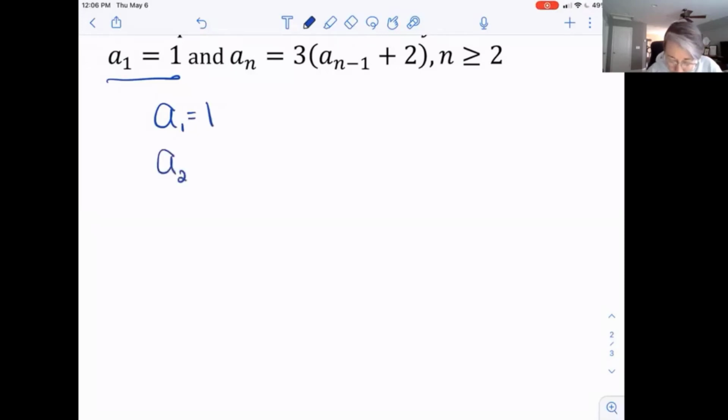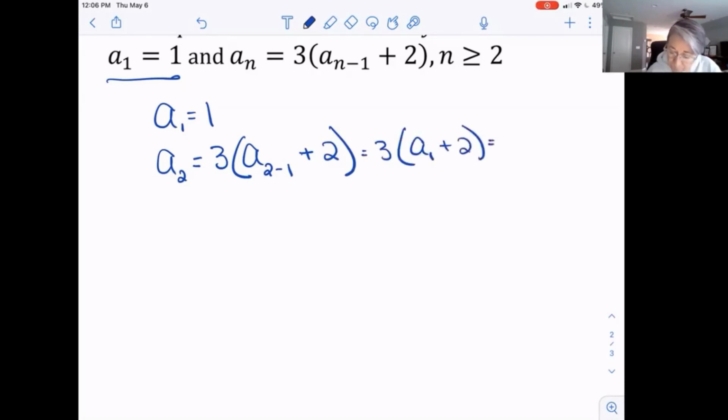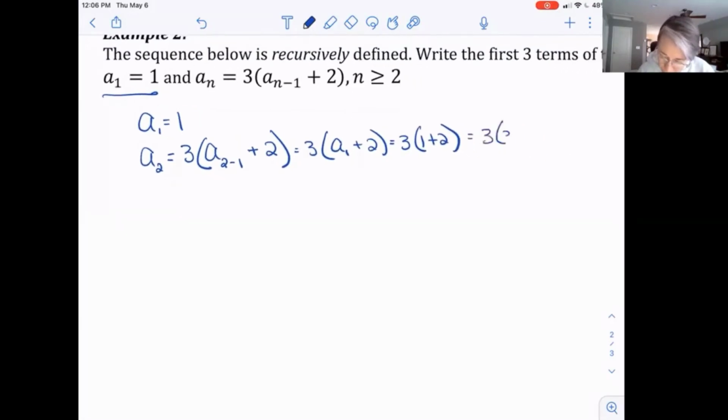To find a sub 2, we would have 3 times, so notice you could plug in that 2 for your n, plus 2, which means 3 times a sub 1 plus 2. A sub 1 is 1. So we get 3 times 1 plus 2. We get 3 times 3, which gives us 9.